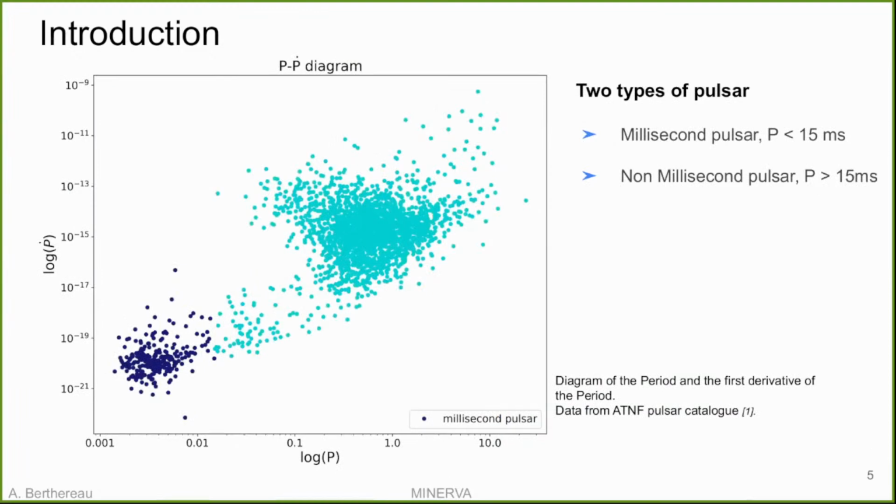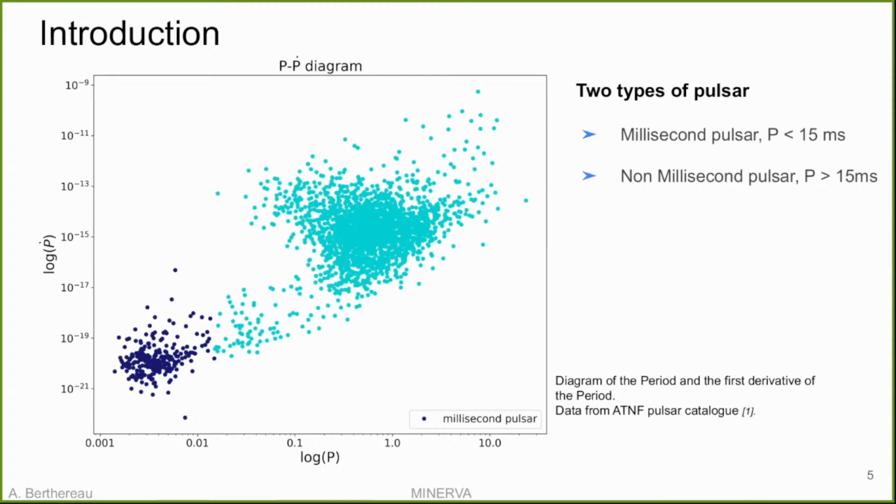And we can then distinguish two different populations of pulsars. One type that we call the millisecond pulsar, whose period is under 15 milliseconds, and the non-millisecond pulsar, whose period is above. So here you have the P-Pdot diagram. You have the period on one axis and the first derivative of the period on the other one. And you can see the two different populations. The millisecond pulsars are in dark blue.